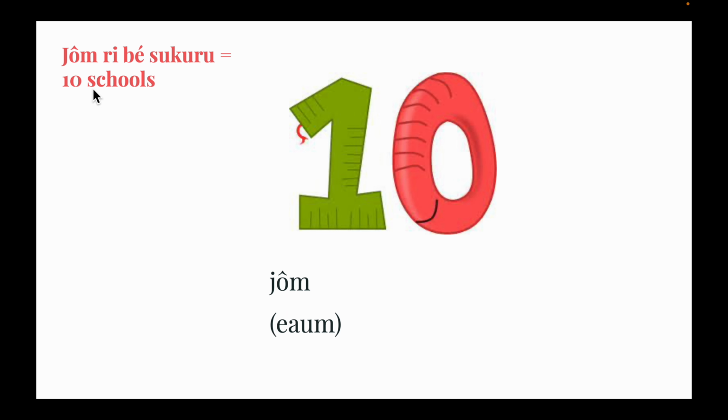But if we wanted to say 3 schools, we would say sukuru bera. We would start with the noun. But from 10 onwards, you start with the number. I'm sure you guys are happy about that, huh? So now we start with the number and we say jomribe sukuru.